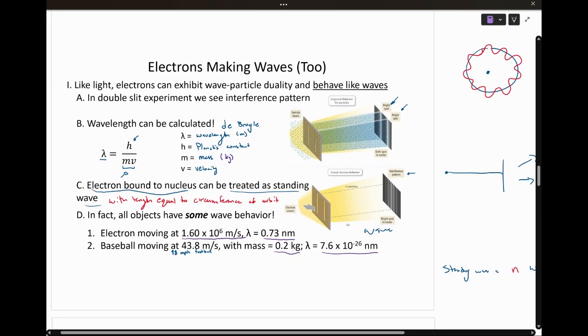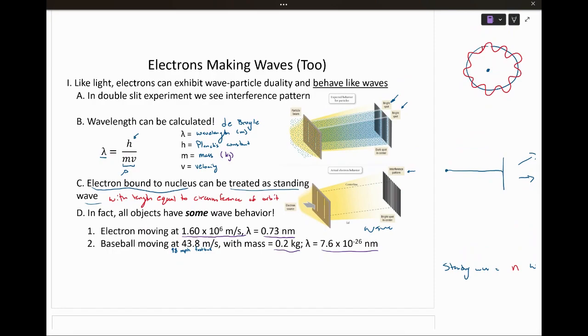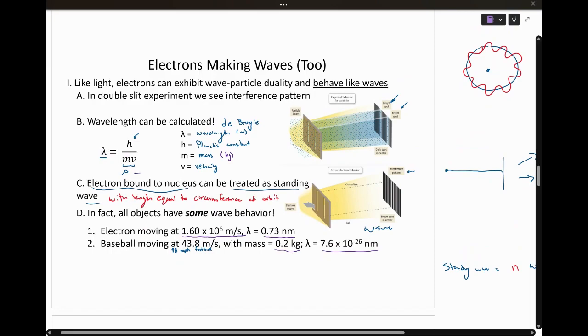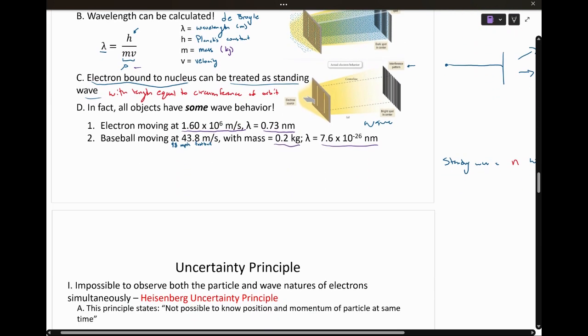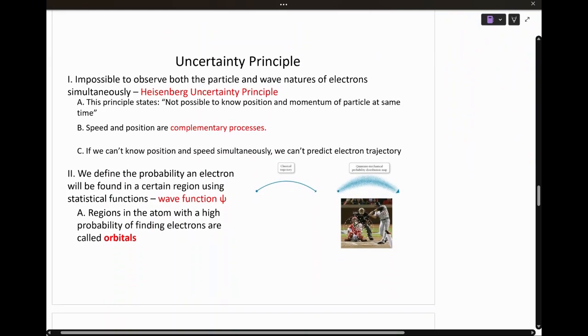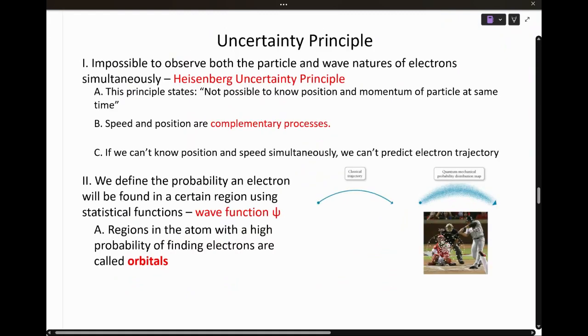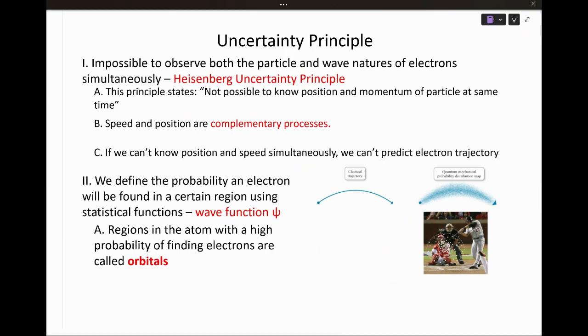And so this is kind of like our aha moment of electrons behaving like waves. In addition to this, and largely related to this momentum component here, we have something known as the uncertainty principle, which talks about what we can know about this wave-like electron. And what this uncertainty principle says, as attributed to Heisenberg, is that it's impossible to observe both the particle and wave natures of electrons simultaneously. So it's this Heisenberg uncertainty principle.